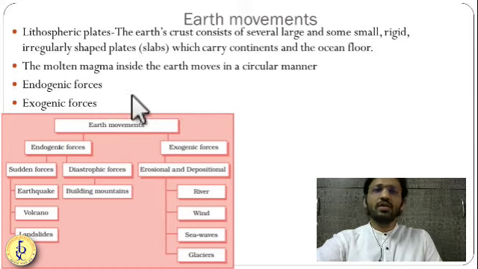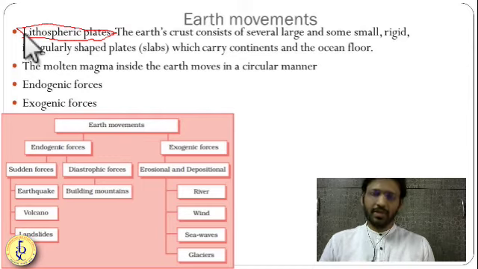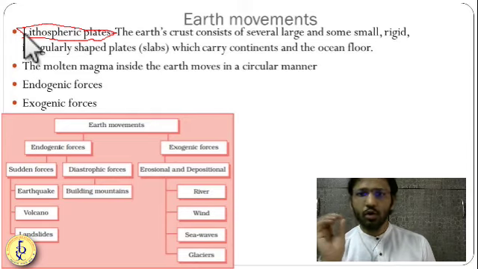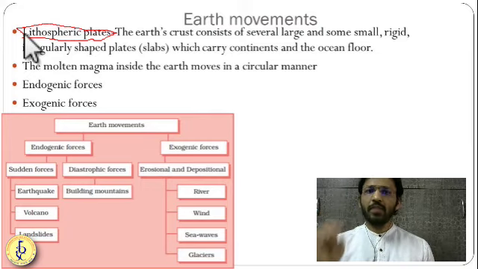So before moving towards endogenetic and exogenetic forces, let us understand about lithosphere. So what is a lithosphere? In the previous lecture we have seen that earth is made up of various layers. The uppermost is crust, below is a mantle. So lithosphere is made up of crust and an uppermost part of the mantle. So combined together we call it a lithosphere.